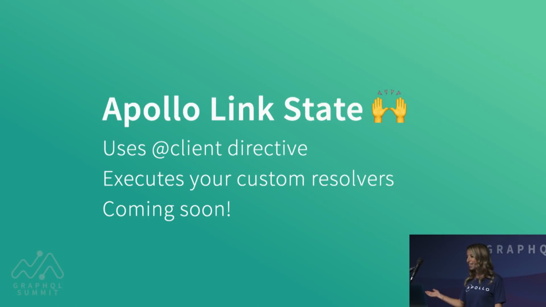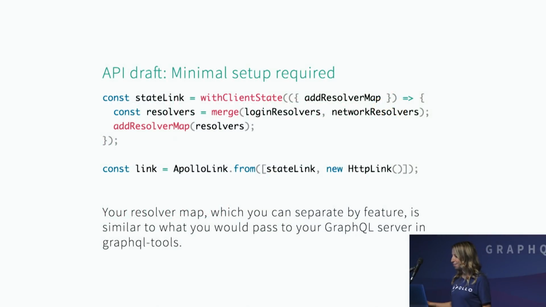So that's why we're announcing Apollo Link State. I am over the moon excited about this one. It will use a client directive to specify the fields that should be retrieved from the client. And you will have the ability to specify custom resolvers to determine how data will be read and written to the cache. And it's coming really soon. So let's take a look at what this might look like.